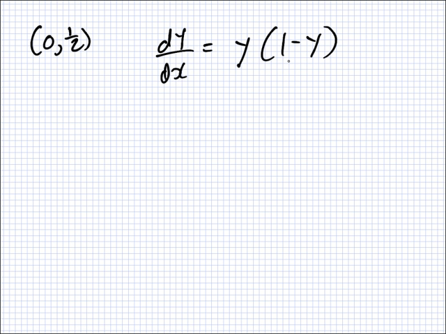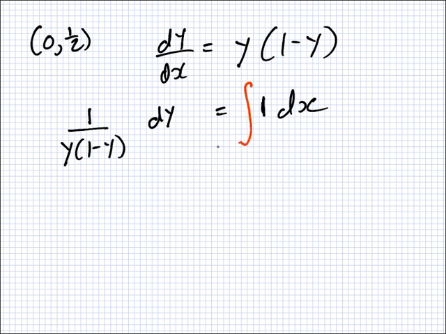Well, the first thing I should do is separate. Okay? So here, look. On the left you have dy times 1 over y(1 minus y), and on the right you have dx. I separate it, right? So there's like a 1 here, 1 dx. Can you integrate 1? Of course you can. What do you get on the right? You get x, fine. Can you integrate this?